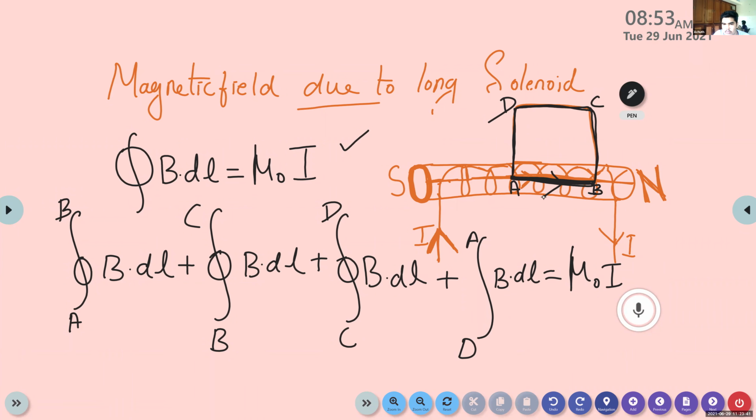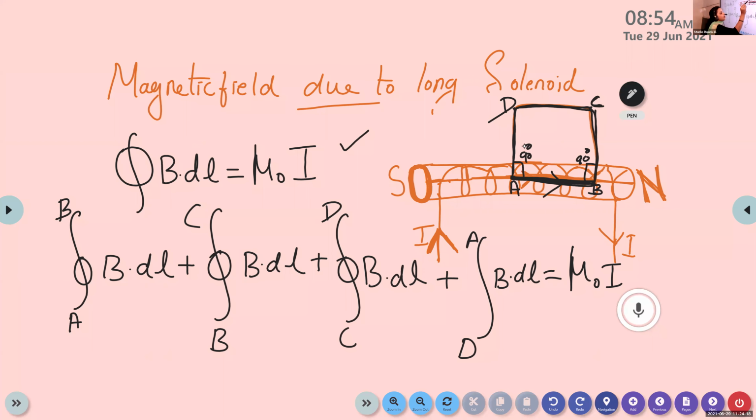0. Okay, good. Similarly, what about the angle between the line segment BC and the magnetic field? It is 90 degree. What about the angle between CD and the magnetic field? They are again along the same direction. The direction of both are same. Again 0. What about the angle between the side DA and the magnetic field? Again 90 degree.